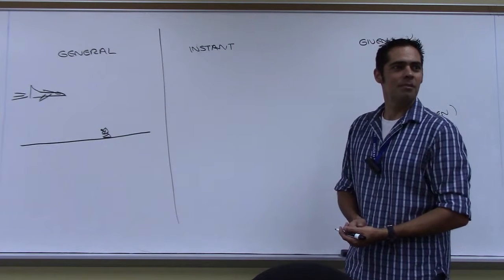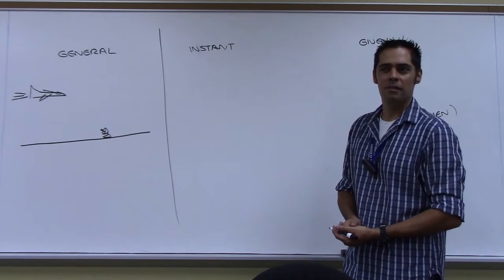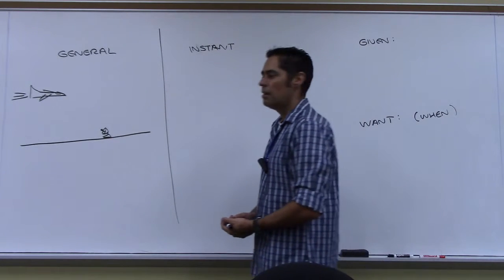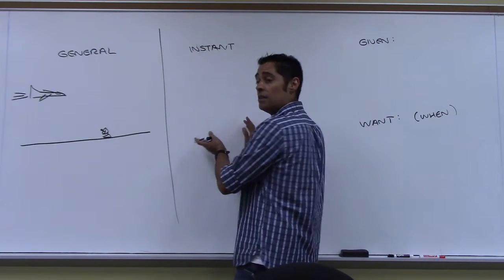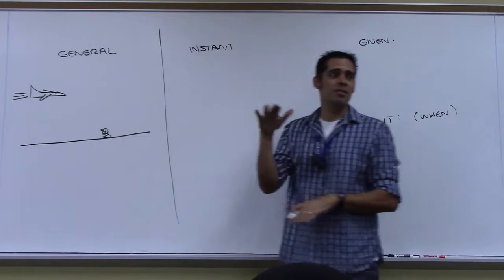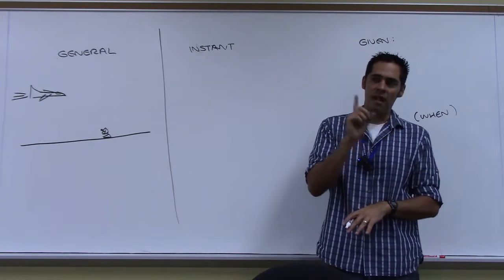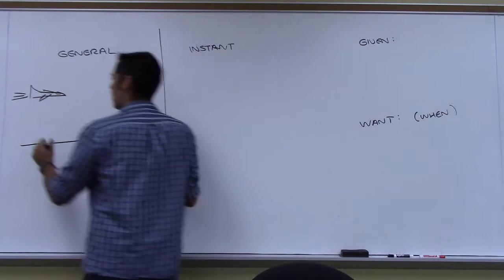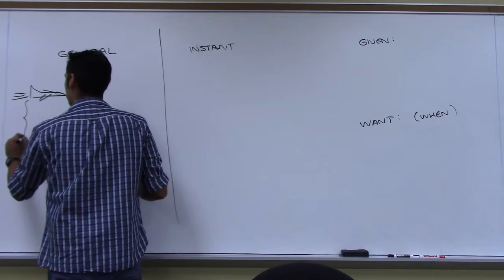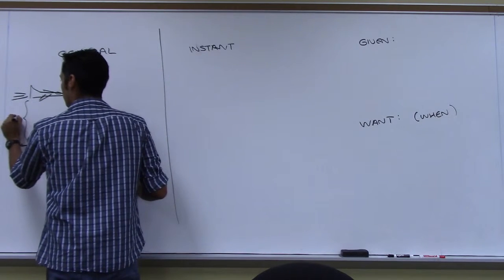Anything else about this picture? The height is 2 miles. Now, is that a general situation or instant? General. It's both, right? The height of the plane isn't changing. So that is a constant that you never have to assign a variable to. So I can actually label the height here 2 miles, right?